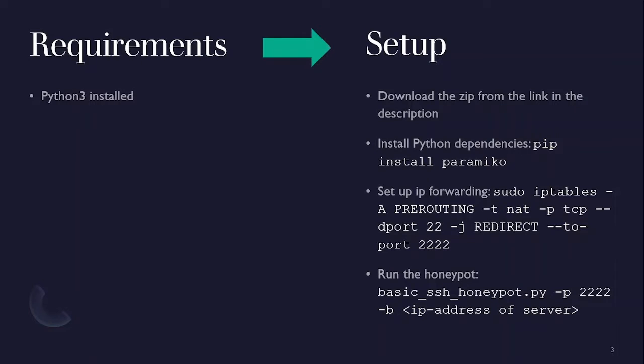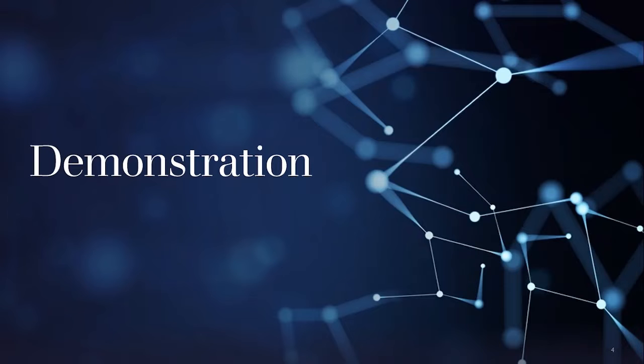To set up this honeypot is quite easy. You need Python 3 installed on your system, and then the steps are there on the right hand side. In the video description, there is a zip that will be downloadable. I will provide the link, and then you can just pause the video here to go through all the steps. I have already done these steps, so I will just be demonstrating the system now.